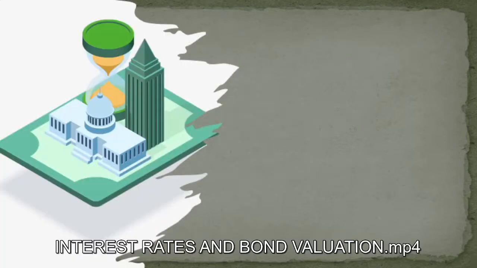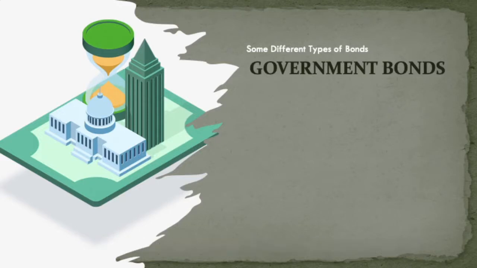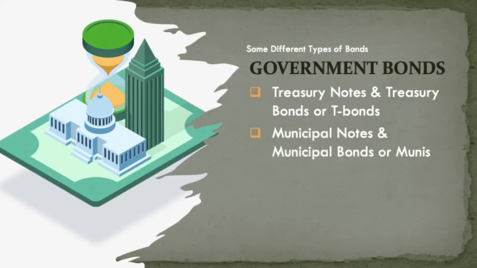Some different types of bonds. Government bonds are debt securities issued by government to support government spending and obligations. Treasury notes and treasury bonds, or T-bonds, are both government long-term debt securities with original maturities ranging from 2 to 30 years. Municipal notes and municipal bonds, or munis, are short-term debt securities issued by state or local government.